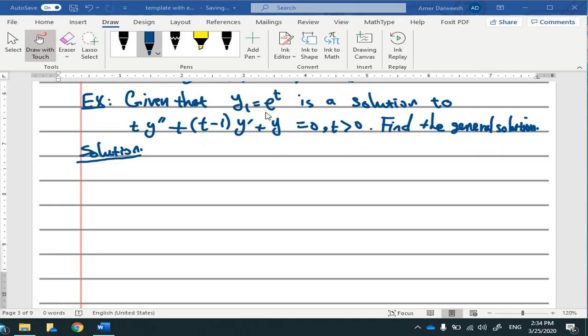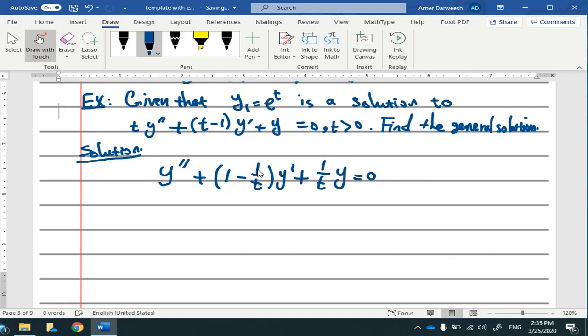Now, to find the general solution, we know the first solution, and notice that we have non-constant coefficients, so we cannot use the characteristic or auxiliary equation to find the solution. Here, if I write this in standard form, I can find y2. So first of all, I'm going to write this in standard form. The only thing we need to do is divide by t, so I get y double prime plus (1 minus 1 over t) y prime plus 1 over t y equals 0.